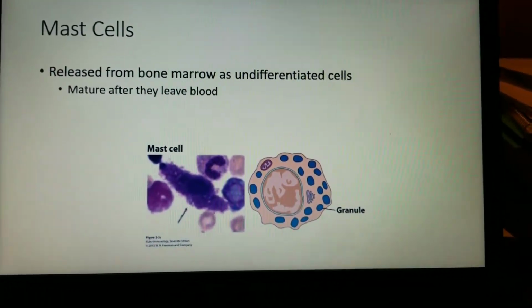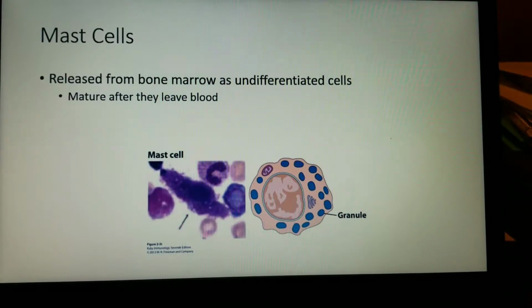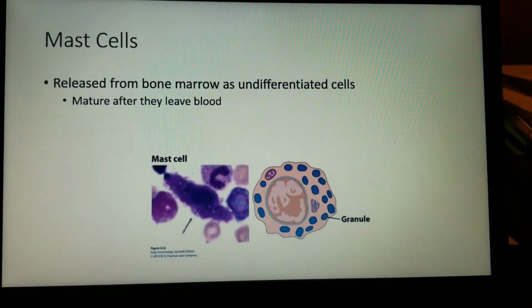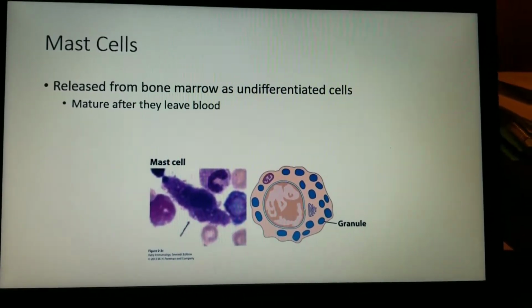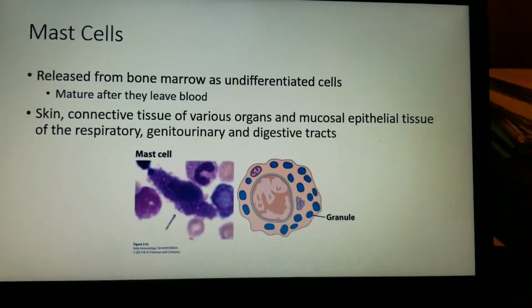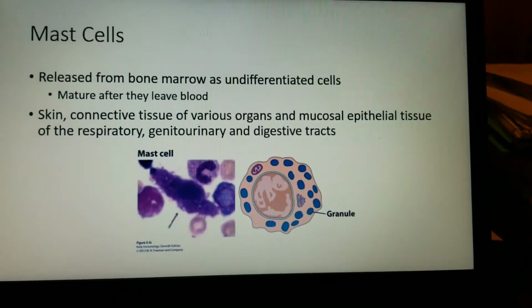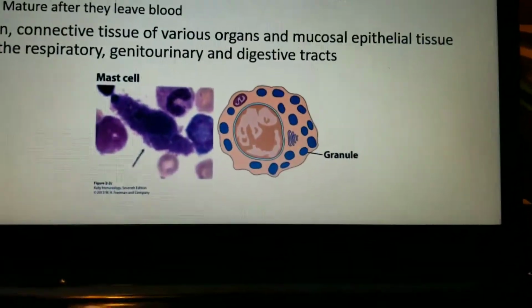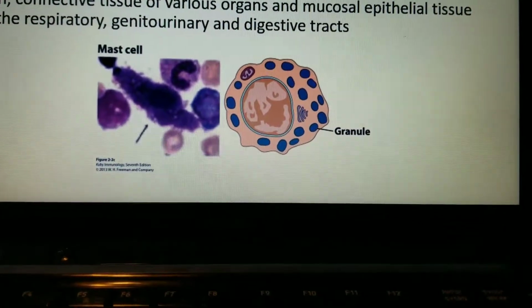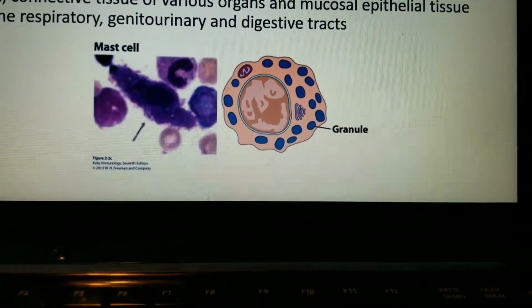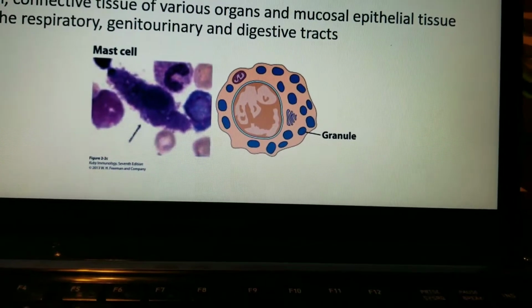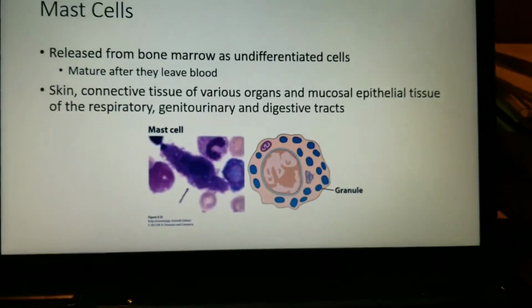Mast cells are released from the bone marrow as undifferentiated cells, which means they mature after they leave the blood. They're found in skin and connective tissue of various organs. Here's a picture of a stained mast cell, and then here's a diagram that shows its nucleus and the granules.